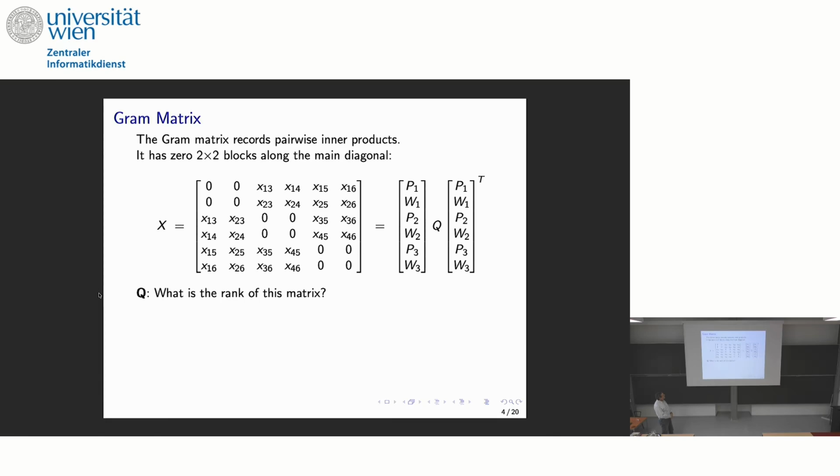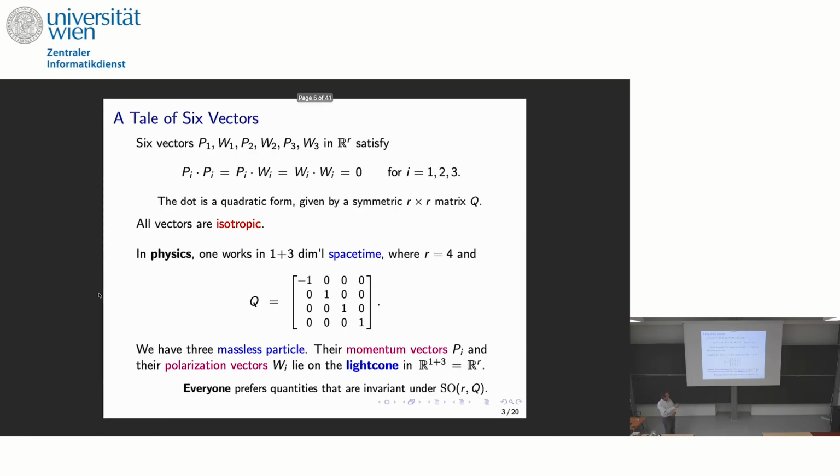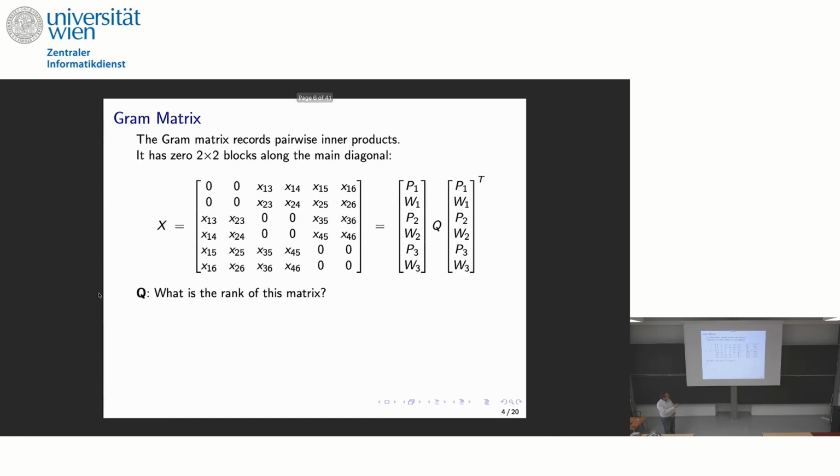It will have 0, 2 by 2 blocks along the diagonal. That's this hypothesis, right? And then the other entries are some entries xij that I don't know. Right? These are the non-zero inner products between p's and w's. So I have 12 parameters here.